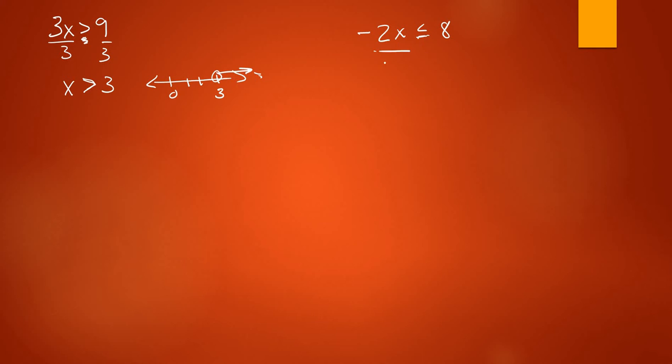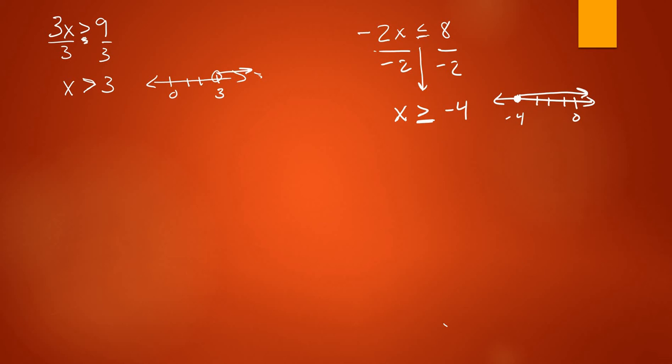Same thing, but now if we have a negative number, and I'm going to divide by a negative to solve this, I have to do two things. I have to both divide by a negative, which changes my sign. I also have to change the direction of the inequality symbol. And my solution is x is greater than or equal to negative 4. So I'm going to find negative 4 on the number line. It's going to have a closed circle because it's equal to, and greater than goes to the right.